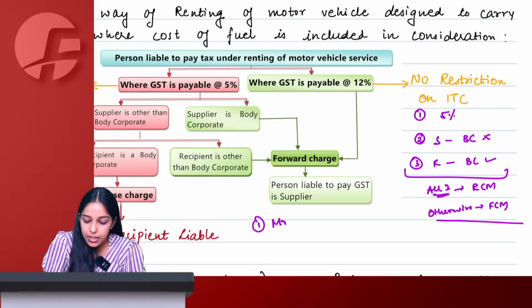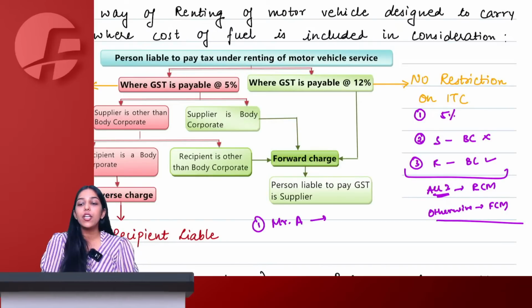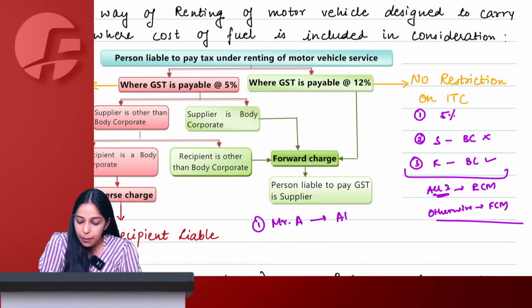Let us say Mr. A gave such kind of renting of motor vehicle services to ABC Limited. Tell me, RCM or FCM? Next, ABC Limited gave services to ABC Limited.